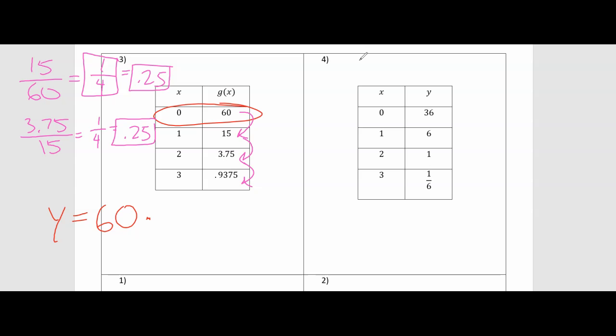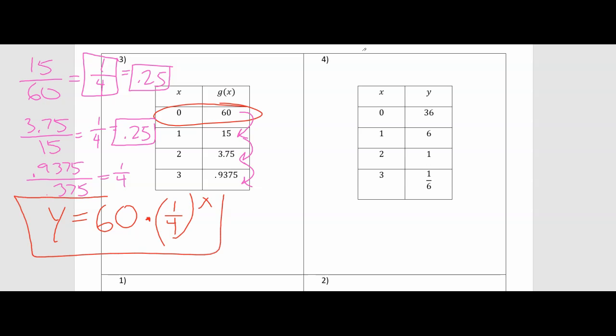And of course, you could do this last ratio to check. 0.9375 all over 0.375. That also gives you 1/4 or 0.25. So our equation becomes 60 times 1/4 to the power of x. Now it's important that you put 1/4 in parentheses because that x exponent is being applied to the entire fraction. It's not just being applied to the 1. So if you just left it like this, that means that the exponent's only being applied to the 1, the numerator. So we need the parentheses right here when it's a fraction.